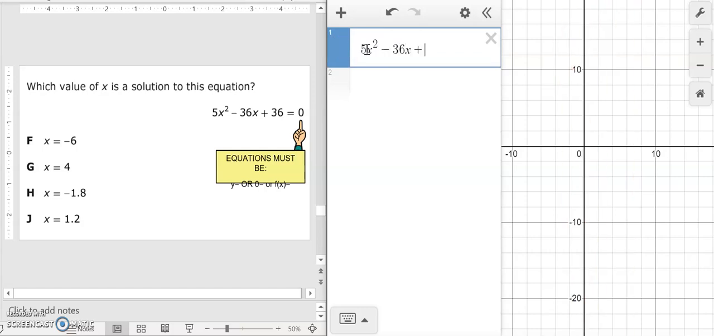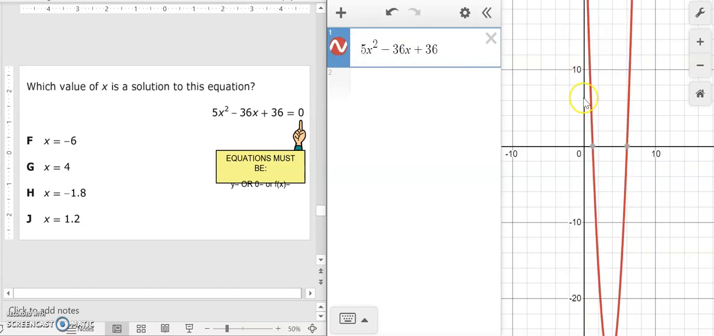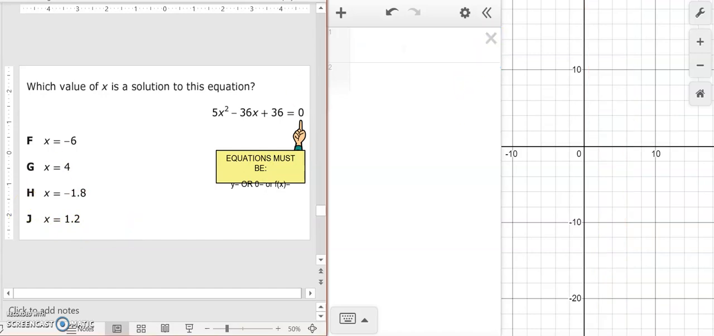Type it in, make sure you type it correctly. And we want to know which one of these is a solution. So I click on this. Hey, I see 1.2, so I'm thinking J. Let me see that other one. 6 isn't listed, so it has to be the 1.2. So J would be my answer. It's nice, let the calculator help you out with this.